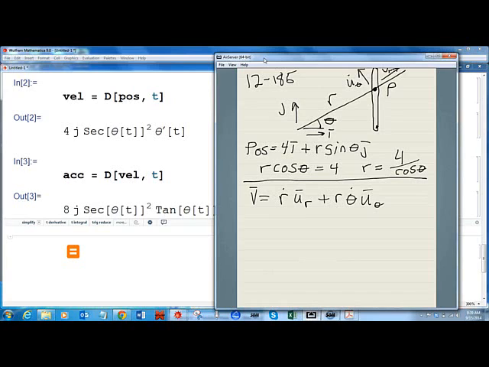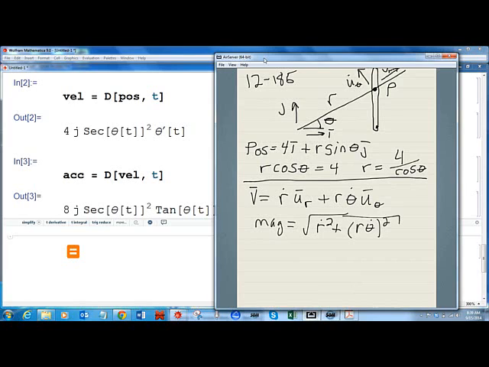Now it asks for the magnitude. So how are you going to find the magnitude? You're going to have a number here. You have a number here. How do you find magnitude? Square root. Magnitude is the square root of r dot squared plus r theta dot squared. You'll have the same value that you get from the previous. You'll have the same speed.